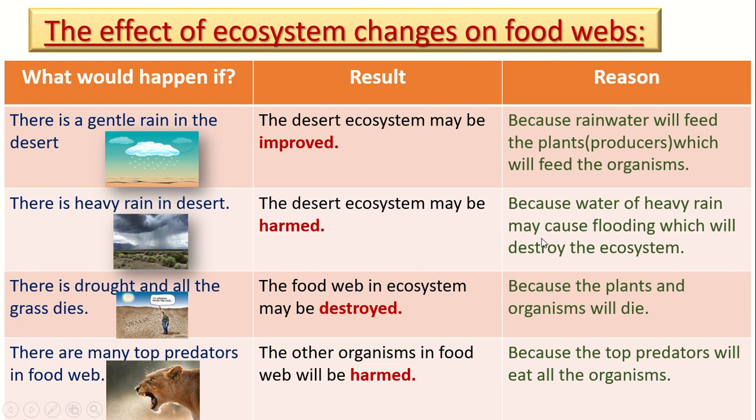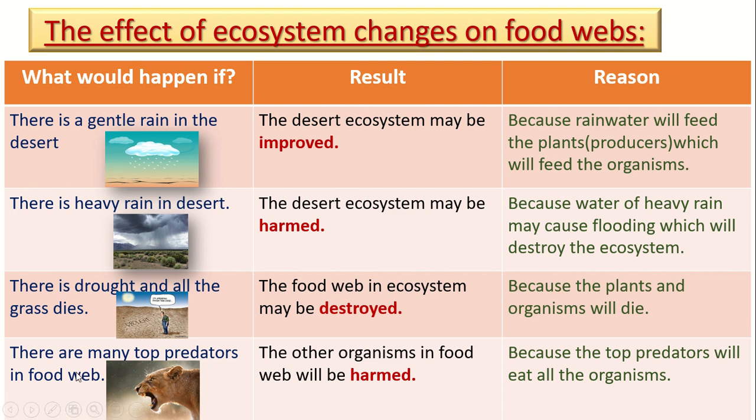Number three, what will happen if there is a drought and all the grass dies? If all the grass dies and there is a drought in the ecosystem, what will happen? The ecosystem and the food web will be destroyed, because when there is no grass, when the plants die, what will happen to the other organisms? They also will die. So if there is a drought and the grass dies, the food web will be destroyed.